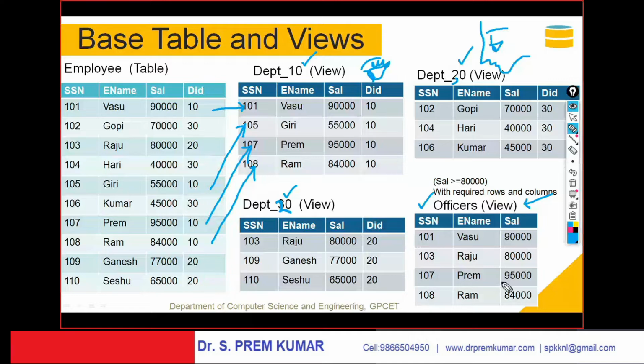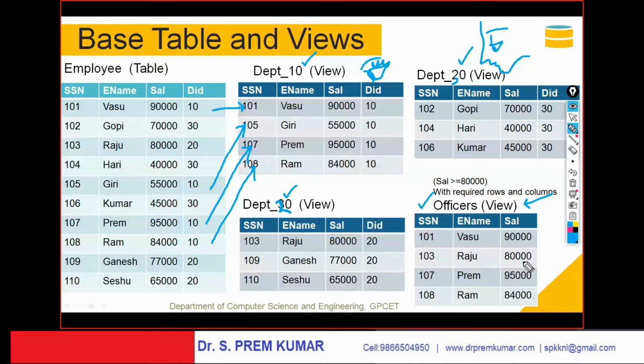Ram is 84,000. These are all called officers. So if I see, I'll get only the details of the officers. Officers is called a view. So if I visualize officers, I'll get only the details of officers, who are nothing but those whose salaries are greater than 80,000.